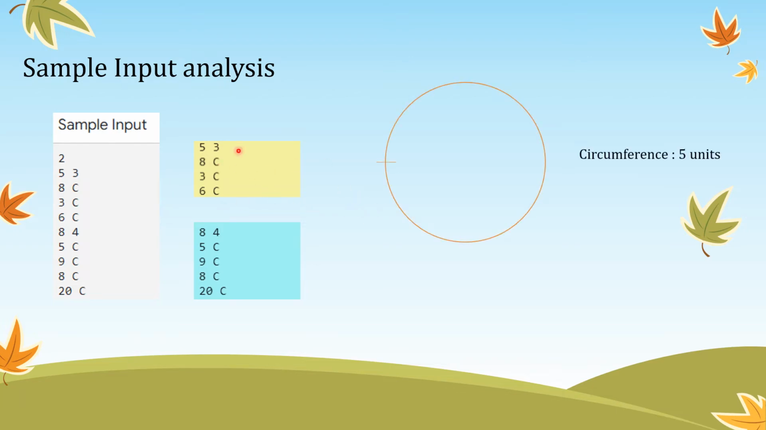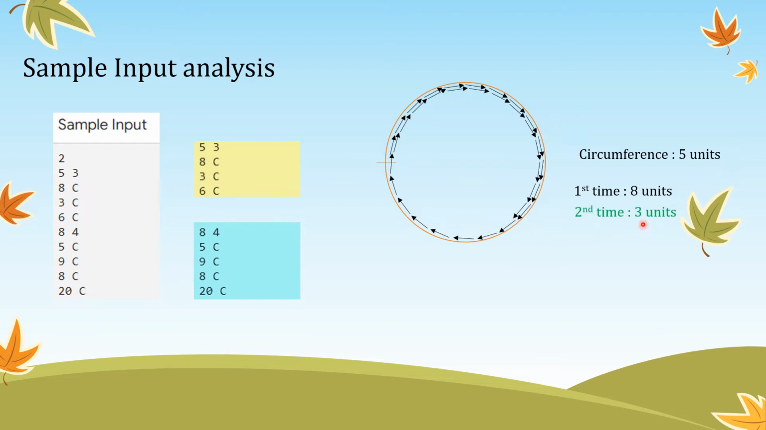But in test set 1 we have everything clockwise, so first we'll analyze the clockwise scenario. Here the circumference is equal to 5 units. The first time she traveled 8 units, which means she completed one circle and traveled more than half a circle, so more than 1.5 circles. If I start from here, she travels one circle and again travels till here. Then after a break she travels 3 units the second time, which is slightly more than half a circle. Half a circle is 2.5, right? So again she will pass this counter.